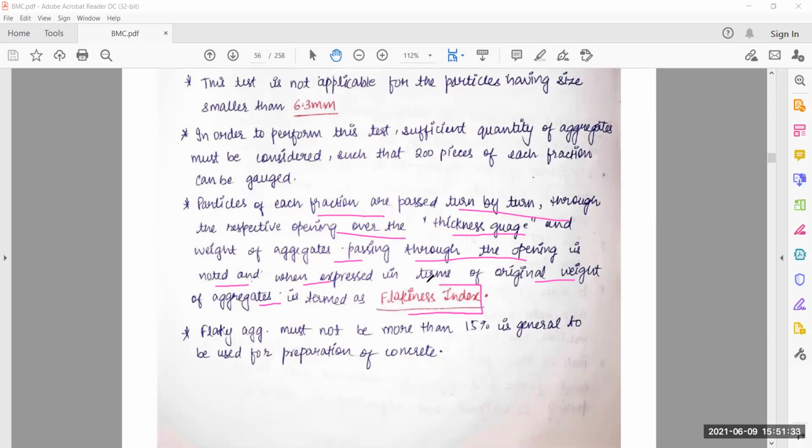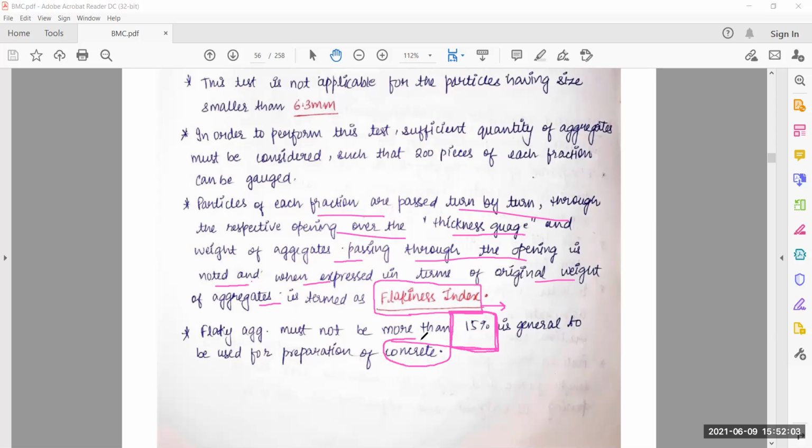So basically flakiness index is the percentage of aggregate which passes through the opening relative to the original weight. So we get our flakiness index value. Our IRC code says this value should not be more than 15%. So only 15% flakiness index is permitted for preparing the mixture, that means for concrete.